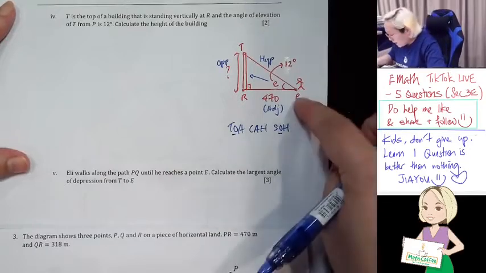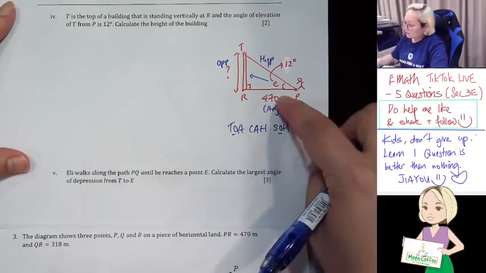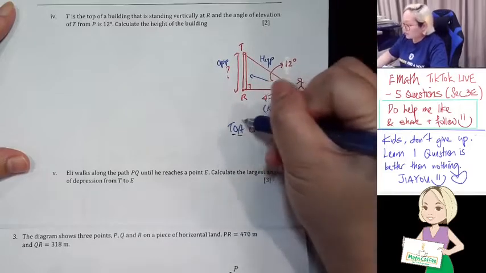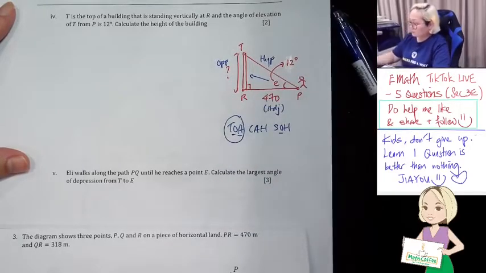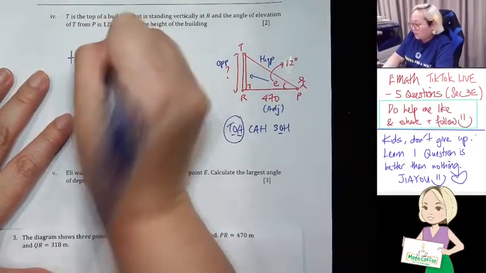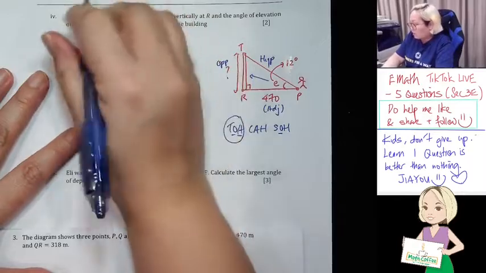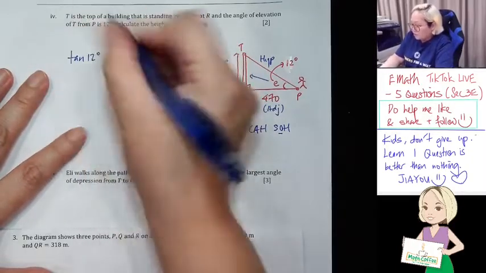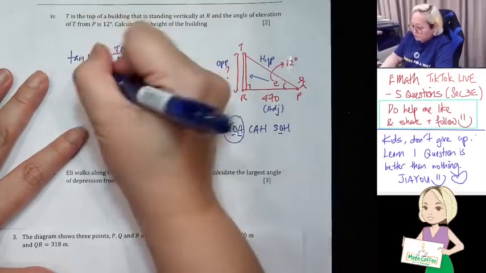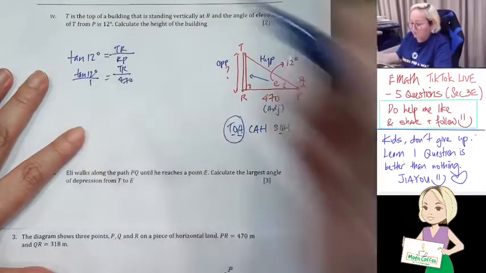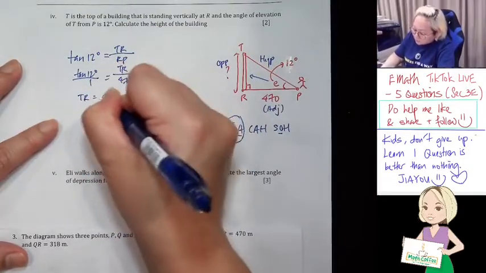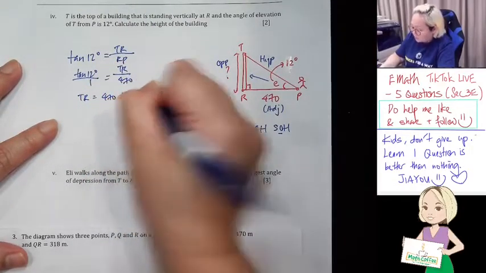Next is my adjacent is given. 470 is given. So of course I need to use my A. So in other words, I'm going to use tan. So you form the equation by saying tangent 12 degree is equals to TR over RP, which is equals to TR over 470. Tangent 12 degree over 1. Okay, cross multiply. So my TR equals to 470 tangent 12 degree.